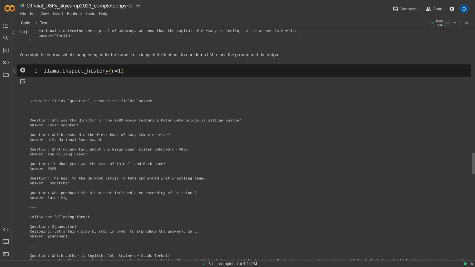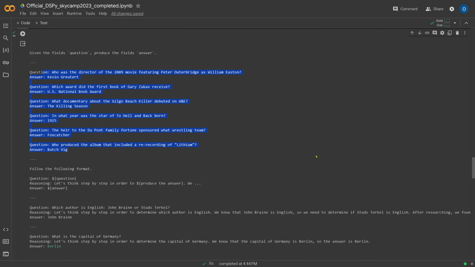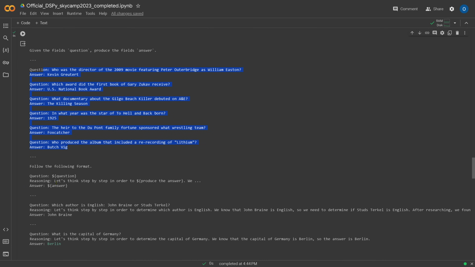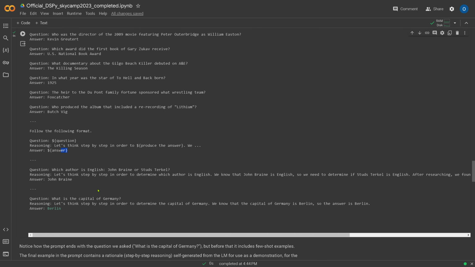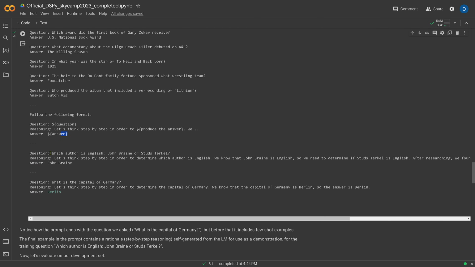So inspect history, the last step, given the field question answer, you have here the training data set. Beautiful. And the format you should follow is here, you have a question. Then we have here the reasoning. Let's think step by step in order to produce the answer, and then you have the answer. Then you have here a training example. What author is English? This one guy or this guy? Okay. And then you have now my question.